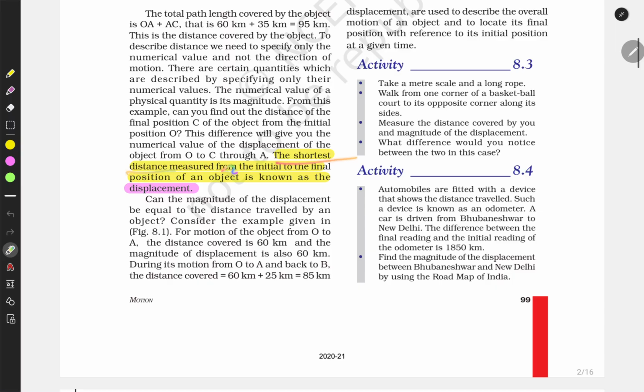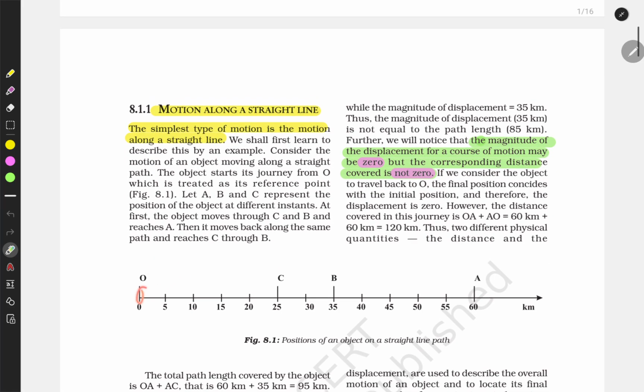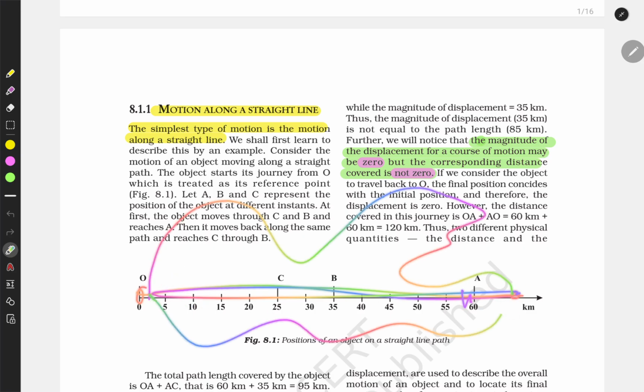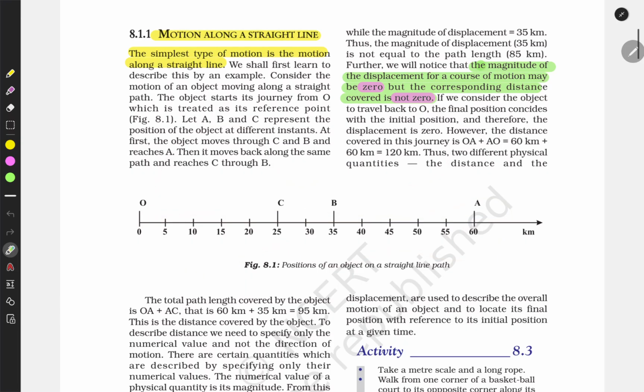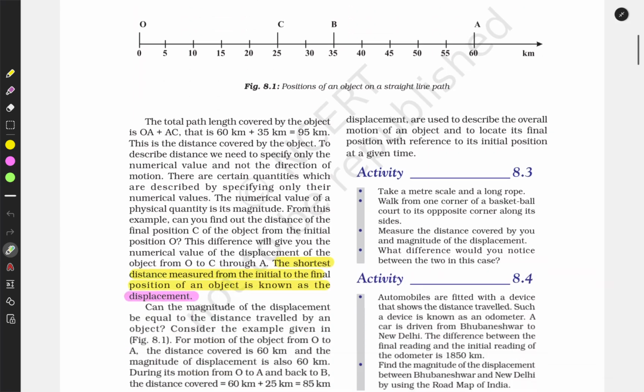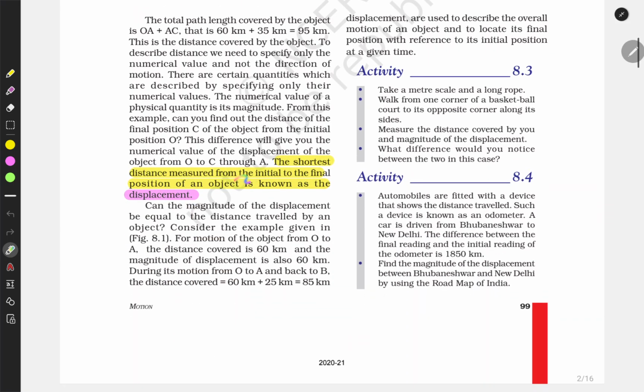The shortest distance measured from the initial to the final position of an object is the displacement. If something is displaced from here to here, the shortest distance will be the displacement, and the distance could be longer than the displacement. Distance is always equal to or more than the displacement.